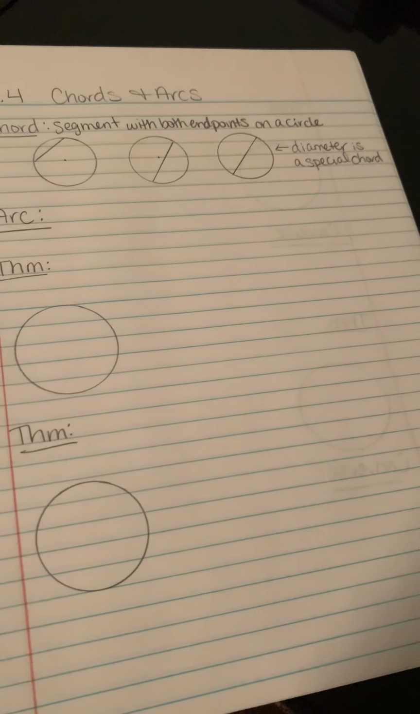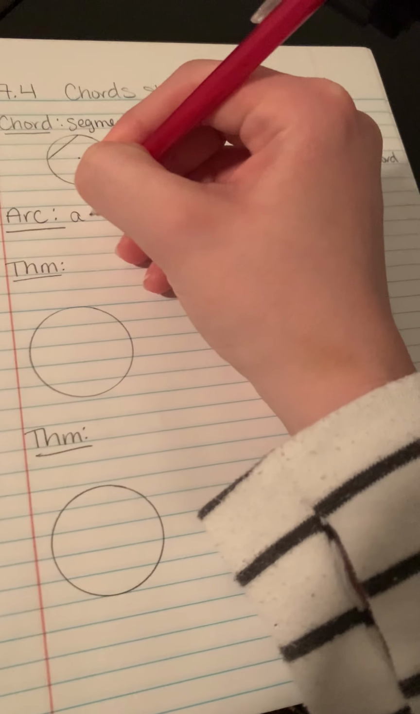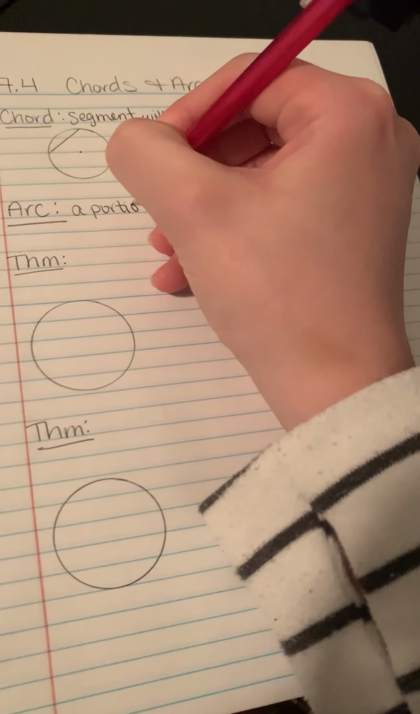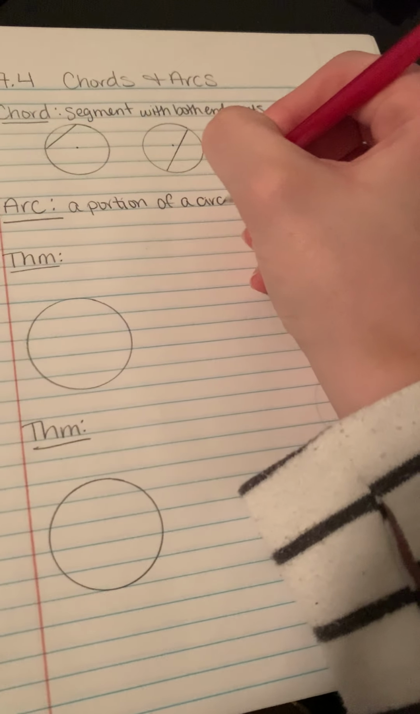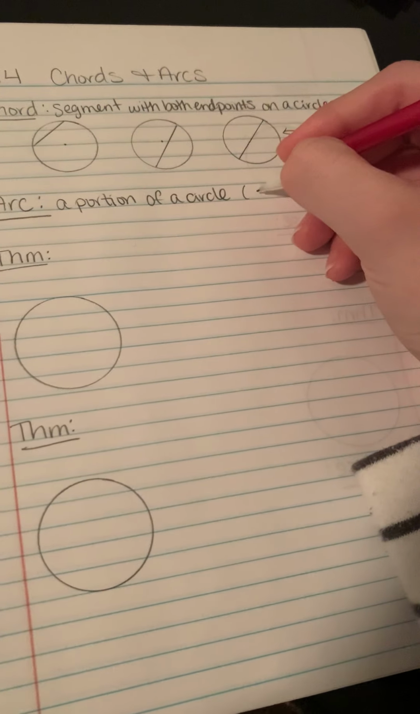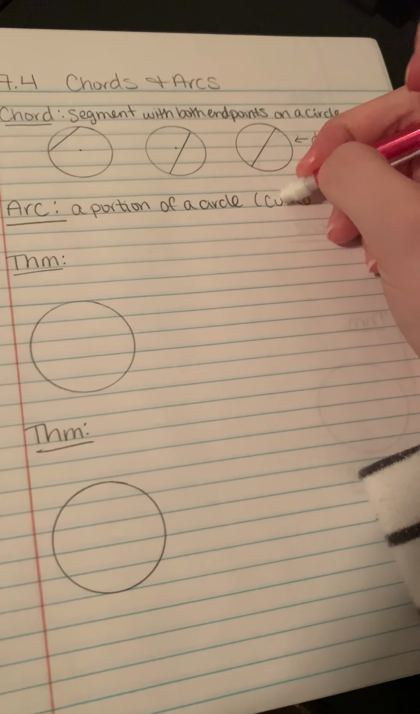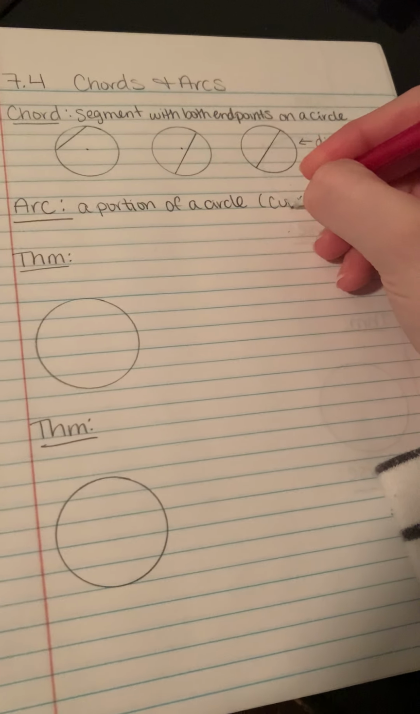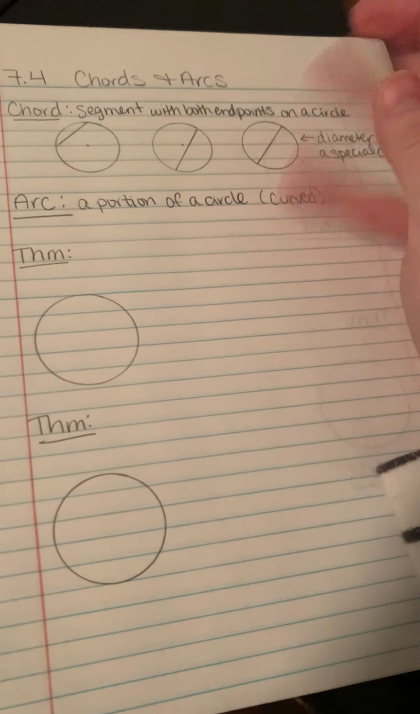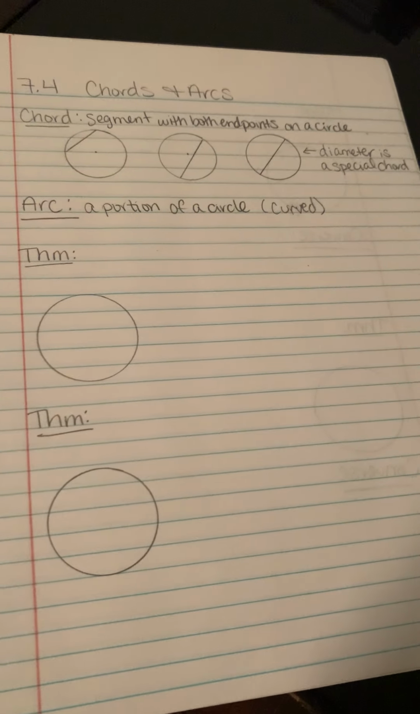Now, an arc we've already learned about, but to remind ourselves, an arc is a portion of a circle, which is the curved part. So chords and arcs, that's what we're going to talk about.